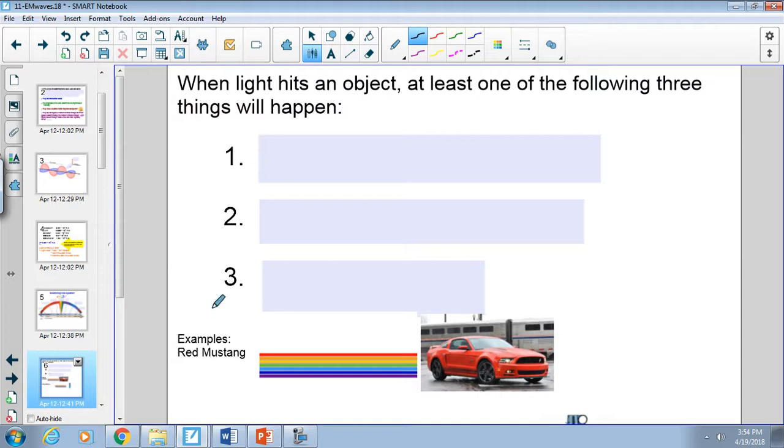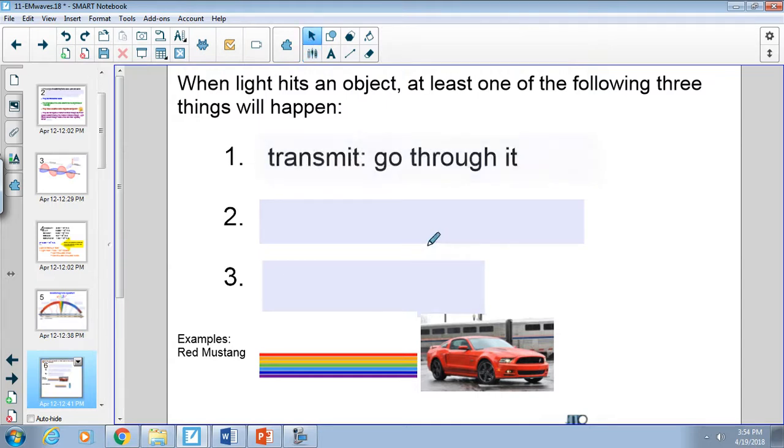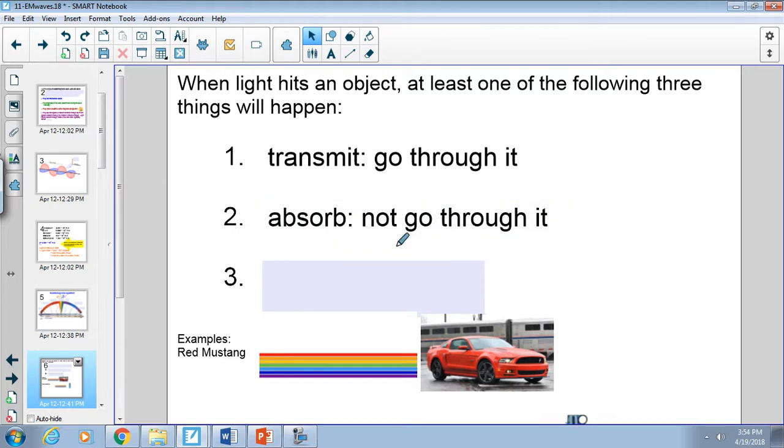Alright, so when light hits an object, one of 3 things can happen. The first, it can just go through it. Glass, plastic, cellophane, whatever. If it's transparent, light can just go right through it. Second thing is some of that light could get absorbed, not go through it at all, like a solid wall, paint, clothing, stuff like that. And the third thing is it can reflect.